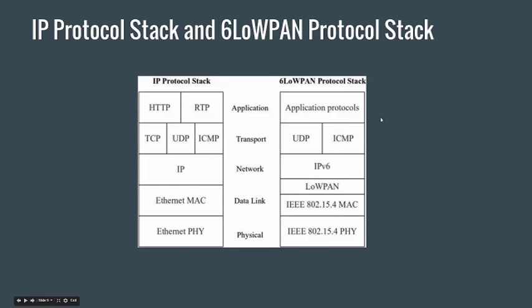Here we compare the two protocol stacks, the IP protocol stack and the 6LoWPAN protocol stack. They are essentially the same. 6LoWPAN maps the IP protocol stack for low power devices. There is an additional adaptation layer which adapts IPv6 for low power devices, and this is usually done by the edge routers which are present at the edge of the wireless sensor networks.